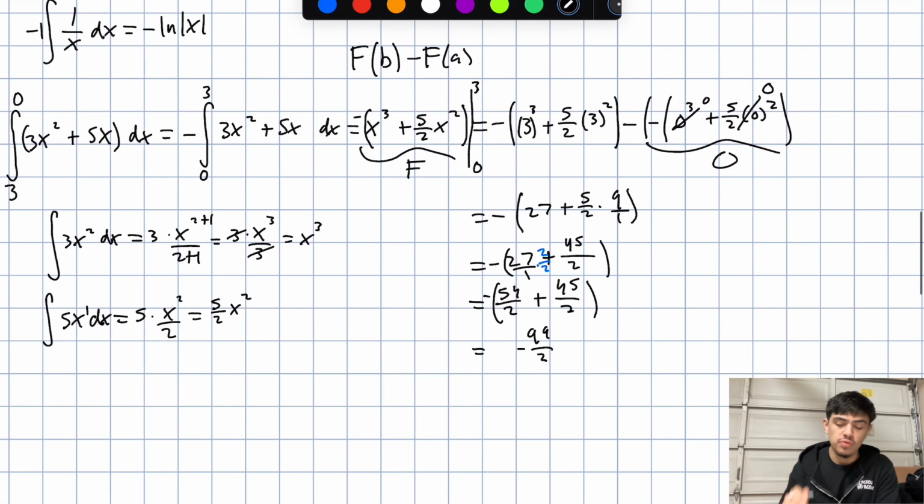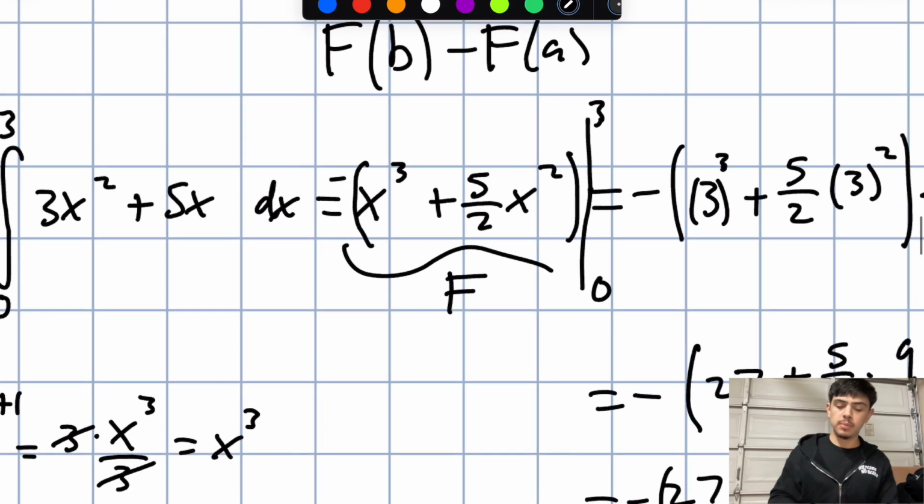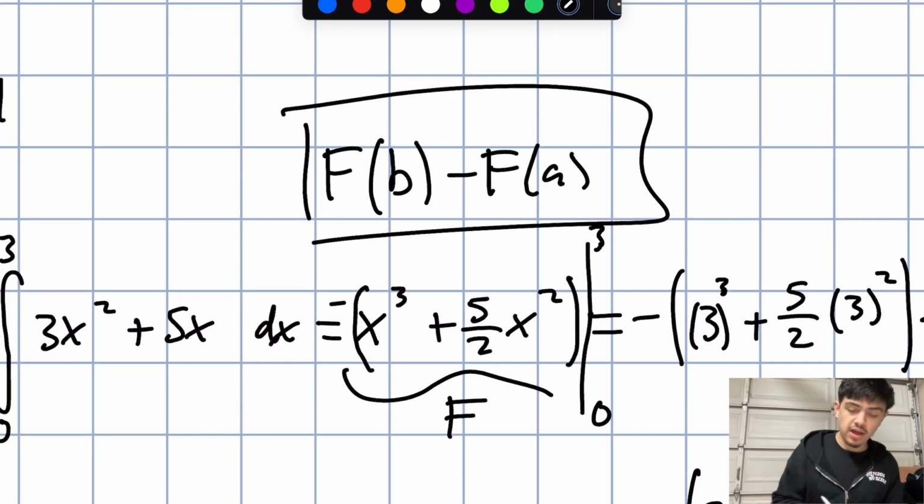Not too bad. In this case, we did a definite integral, with their bounds. But always remember this formula. It's our antiderivative evaluated at the top bound minus the antiderivative evaluated at the bottom bound. Let's get right into the next example. On to the last example.